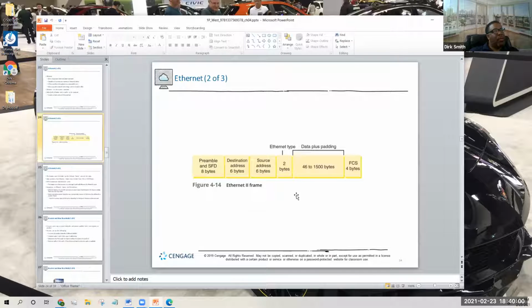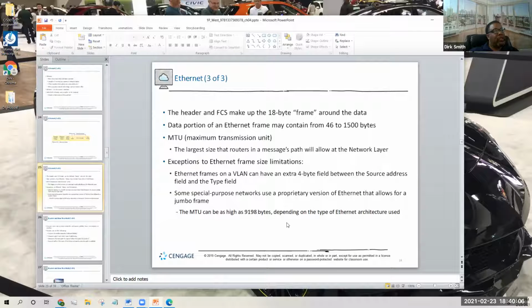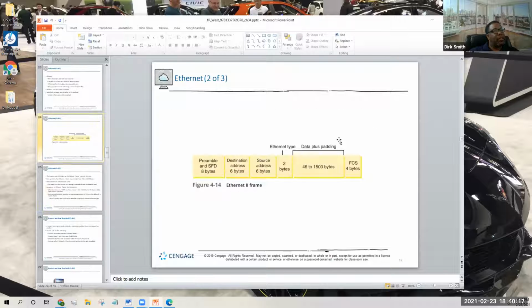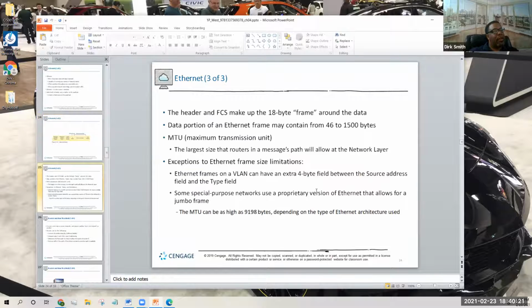When they talk about this, we're just talking about how the data is broken down, how the packets are broken down as it's sent across the network. The header and the FCS make up 18 bytes of frame around the data. The data portion of the Ethernet frame may contain 46 to 1500 bytes. So it's talking about this little area right here, as it's coming through the frame.